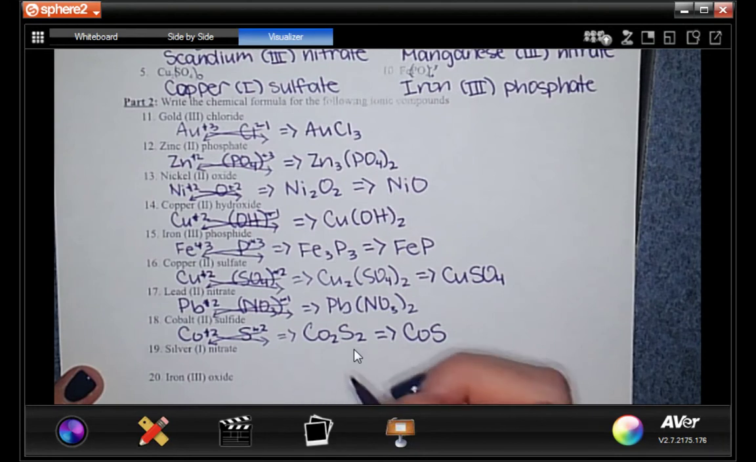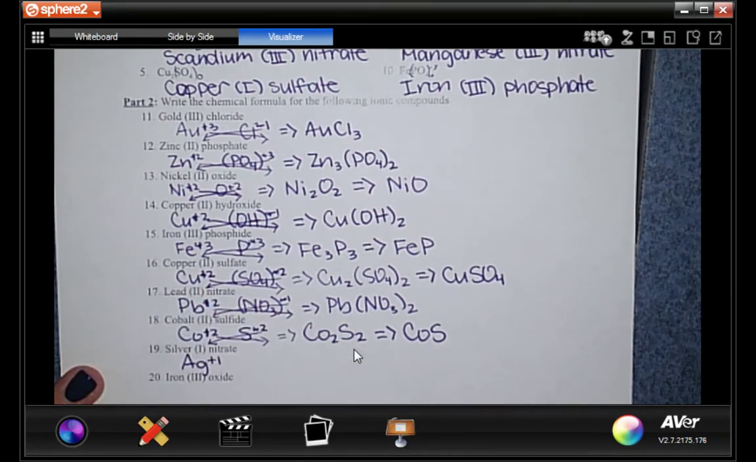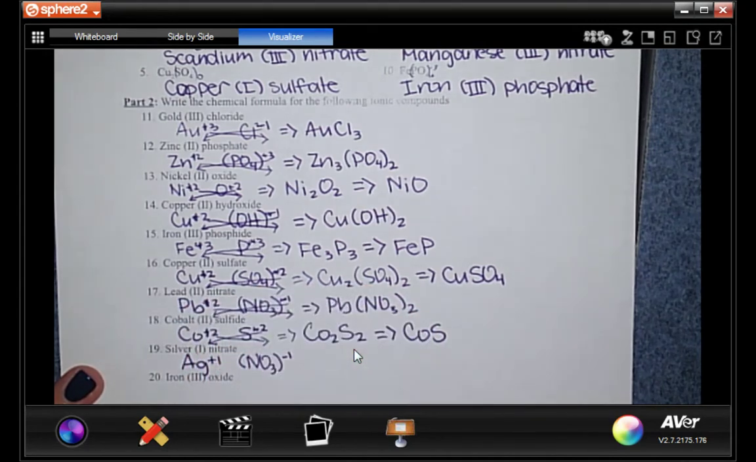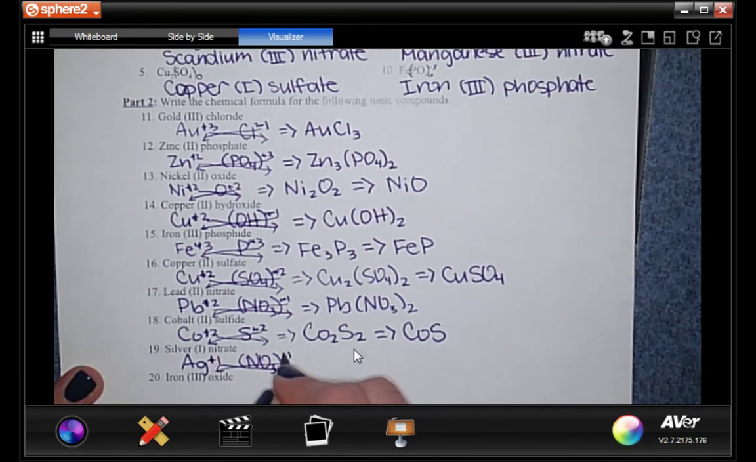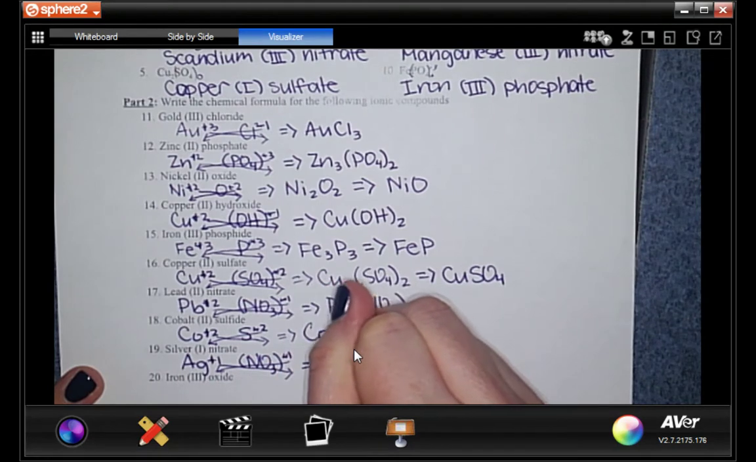Number 19 is silver 1 nitrate. So silver has a +1 charge in this instance. Nitrate is one of our polyatomic ions, so it has a -1 charge like that. We can go ahead and crisscross, get rid of the charges. So our answer should look like that.